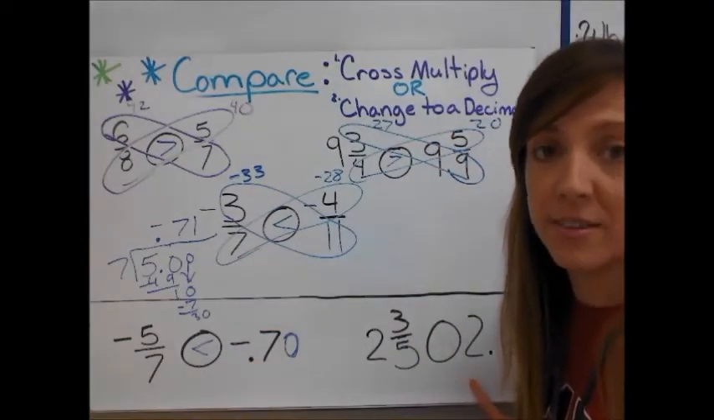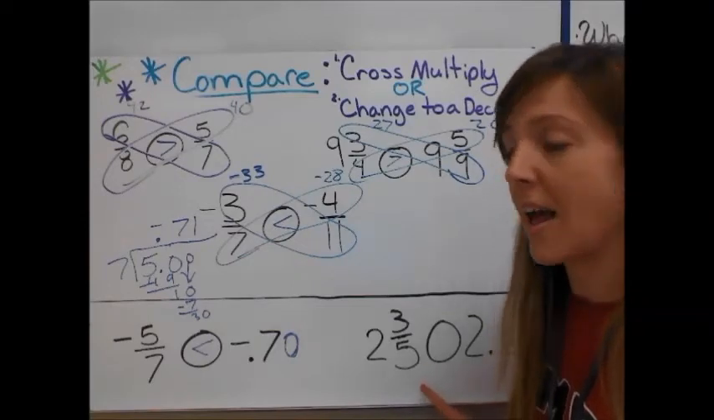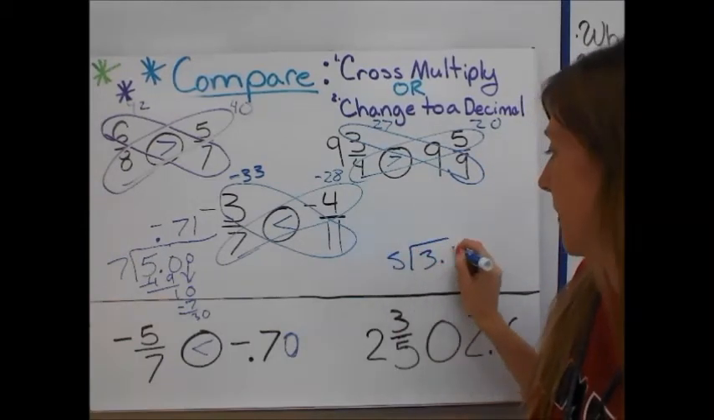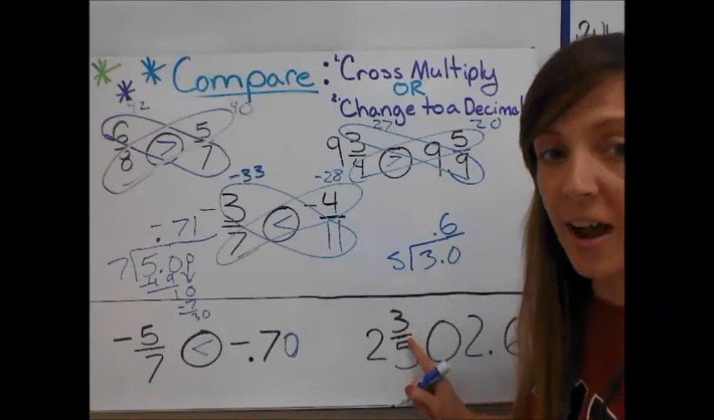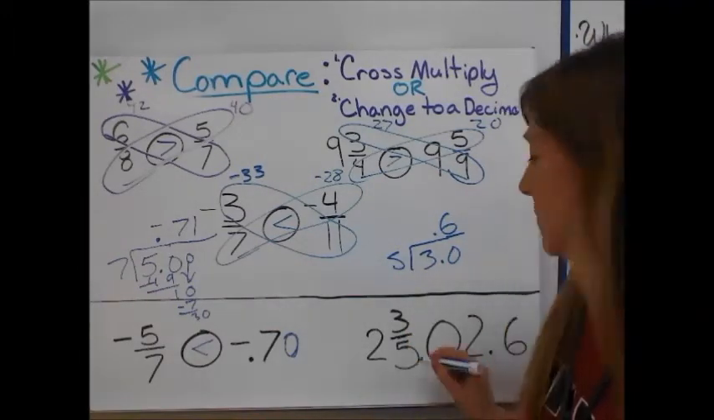2 3/5 and 2 6/10. 3/5, if I put the top number in the house and divide it out, this is going to become 0.6. So here I have 2.6, and here I have 2.6. These are equal.